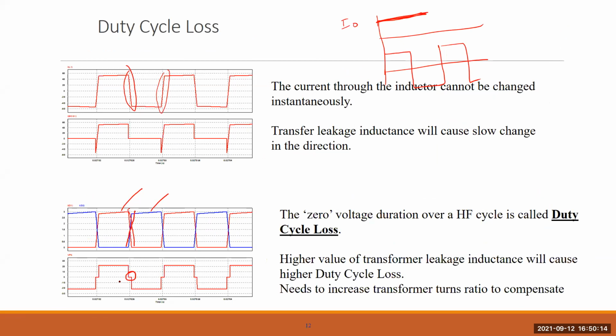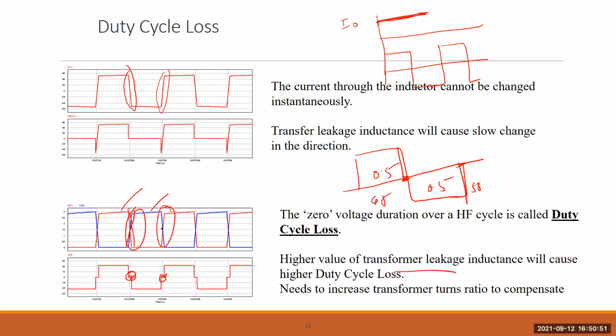It means the secondary voltage is 0 or the power transfer is 0, because voltage times current, 0 times something, is 0. So this is called duty cycle loss. Instead of transferring power for the entire cycle, which is 50% positive, 50% negative, now you can see it is 45 and this is 45. This 5%, 5% is lost because of this. So this is called duty cycle loss. Some duty cycle loss is there. And if the inductor is high, this time will be larger, then the duty cycle loss will be larger.